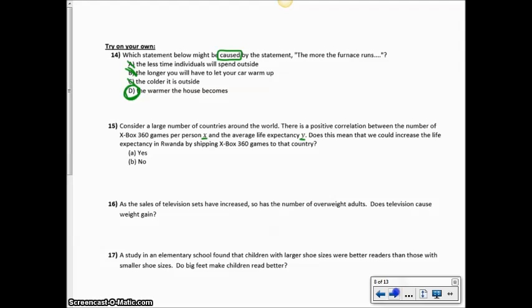Okay, so do you think that Xbox 360 games make people live longer, basically? So I would say no, definitely not. That is correlated. It is not a causation.